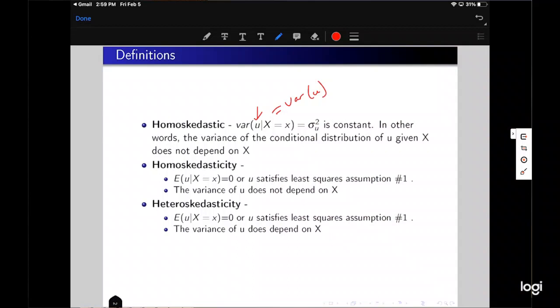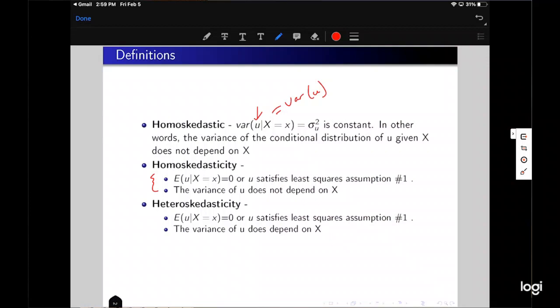Homoskedasticity means that the expected value of u conditional on x equals 0, or u satisfies least squares assumption number 1. The variance of u does not depend on x. So these are the two conditions for homoskedasticity.